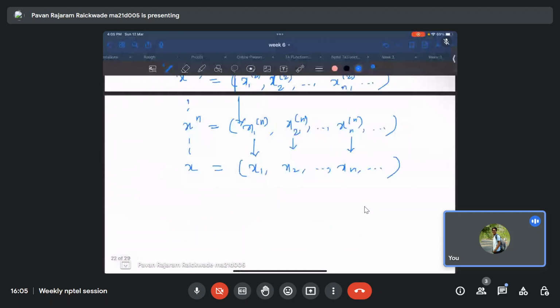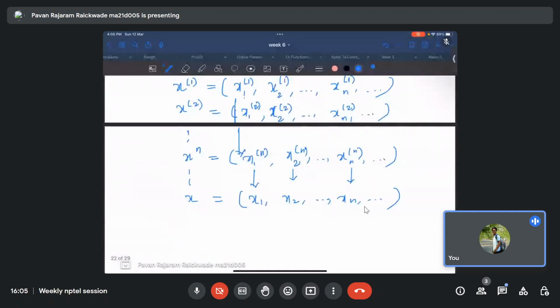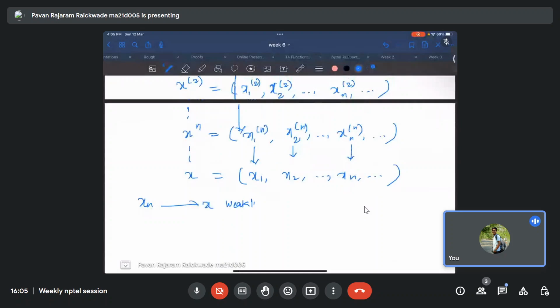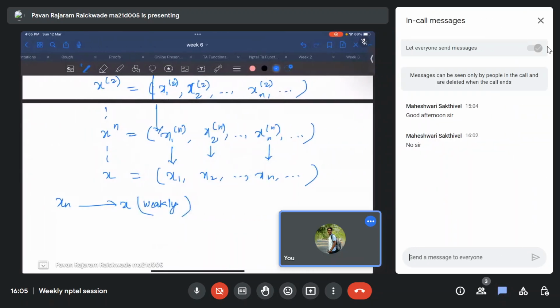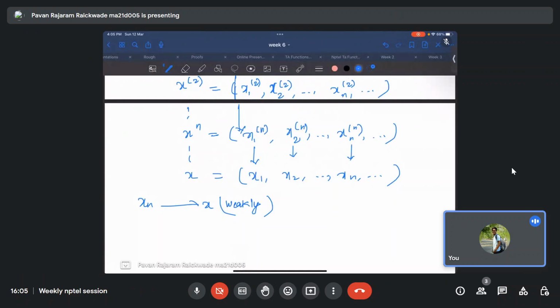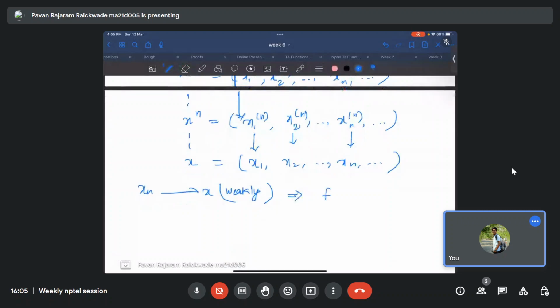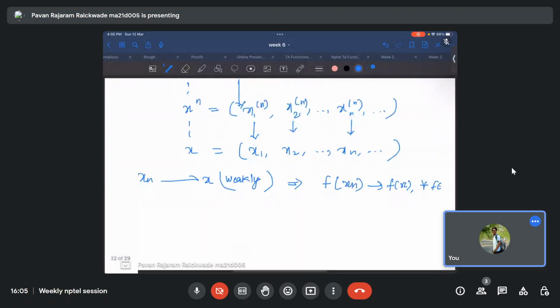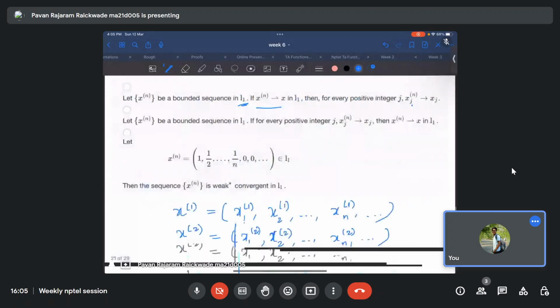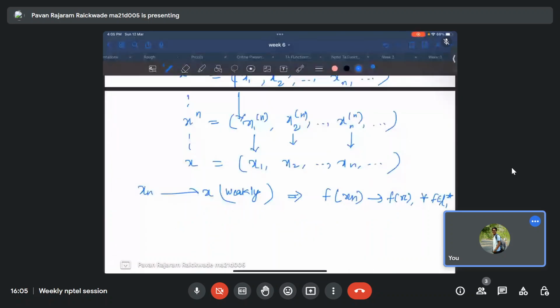So first of all, what we know is Xn converges to X weakly, in the weak topology. That means f of Xn converges to f of X for all f belonging to L1 star, because of weak convergence.